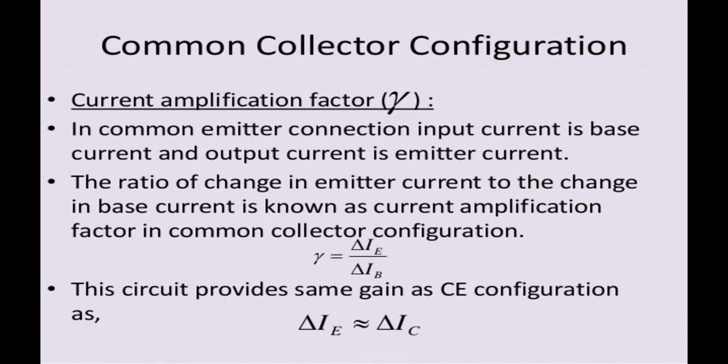This is gamma, the current amplification factor for common collector. Alpha is for the common base configuration, beta is for the common emitter configuration, and gamma is for the common collector configuration. In the common collector configuration, the input current is the base current and the output current is the emitter current.